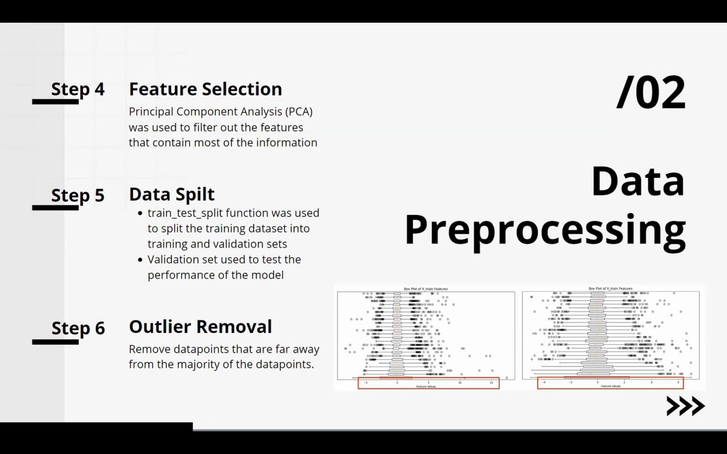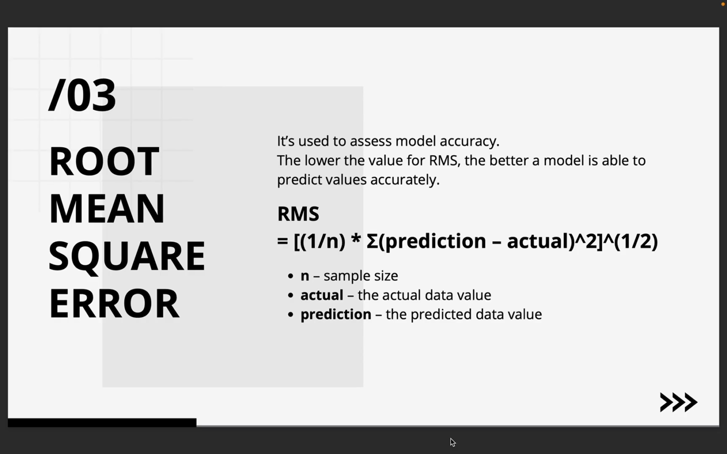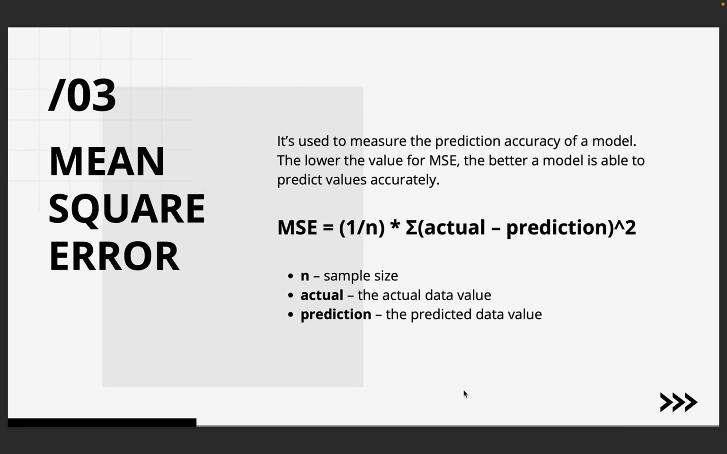Moving on, we'll look at the metrics that we use for evaluation. Now I'm going to introduce the mathematical calculation methods that we use to check whether our model is predicting well or poorly. First is the mean square error. It is used to measure the prediction accuracy of the model. The lower the value we get, the better our model will be.